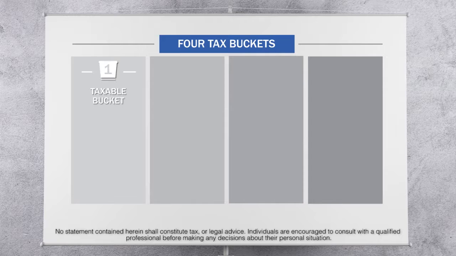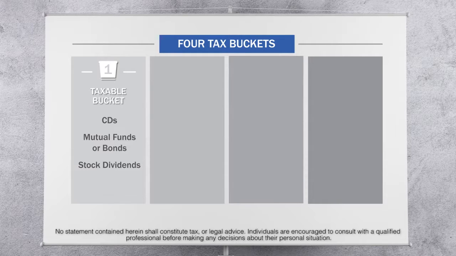The first bucket is your taxable bucket. So any accounts or financial vehicles that you pay tax on each year, whether or not you pull the money out, falls into this bucket. So what does that mean? It might be bank accounts like CDs. It might be brokerage accounts like your mutual funds or bonds or even stock dividends. Anything that gives you a 1099 each year, even though you don't pull the money out, maybe you're just reinvesting, that falls into this taxable bucket.